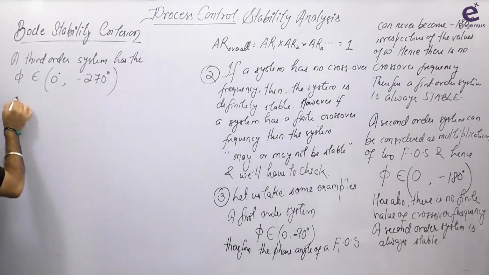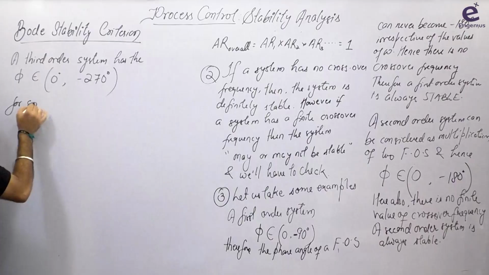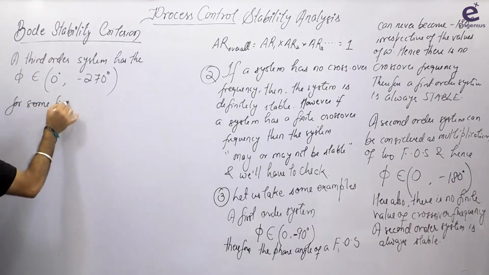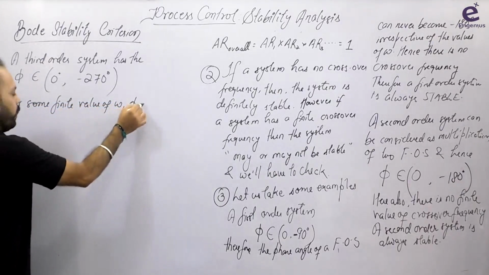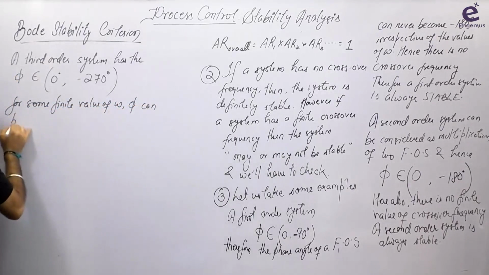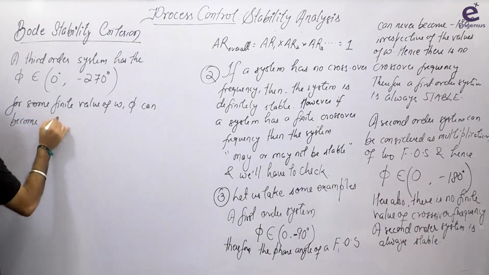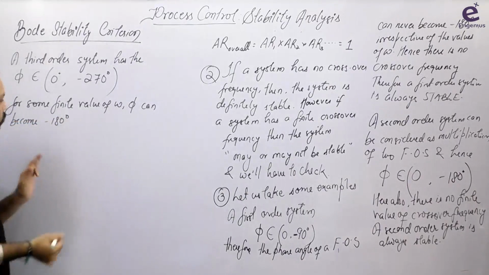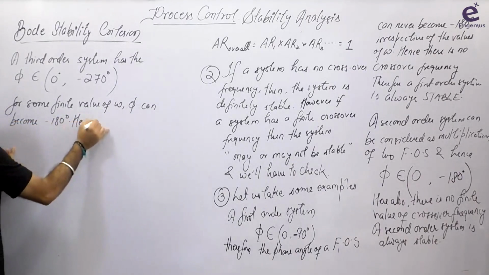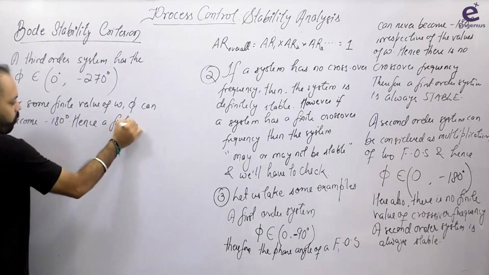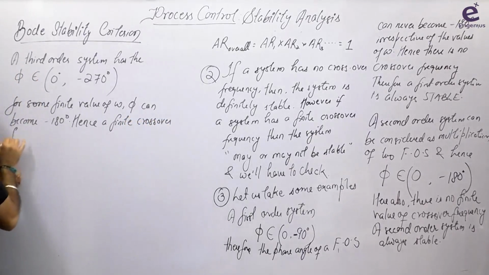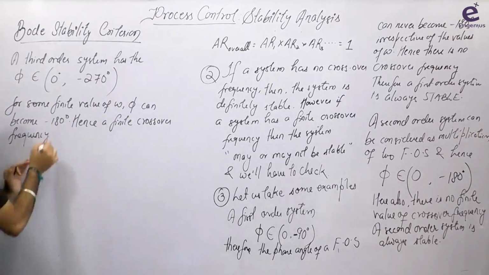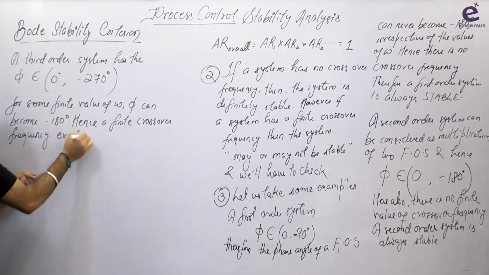So I can say that for some finite value of omega, phi can become minus 180 degrees. So there is some finite value of crossover frequency. Hence, a finite crossover frequency exists. तो system कैसा हुआ? Stable या unstable? So a finite crossover frequency exists. What do you think? The system is stable or unstable?